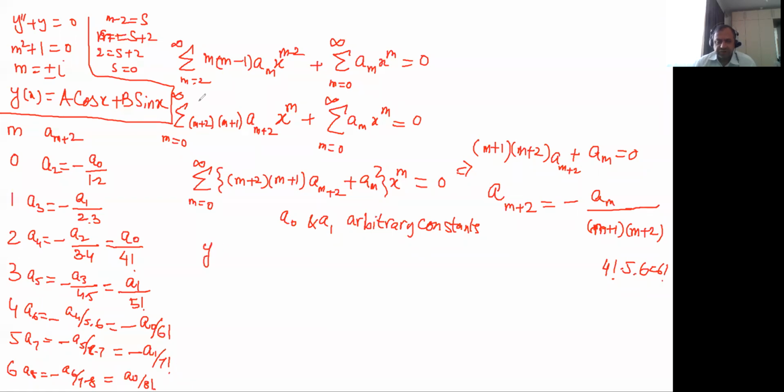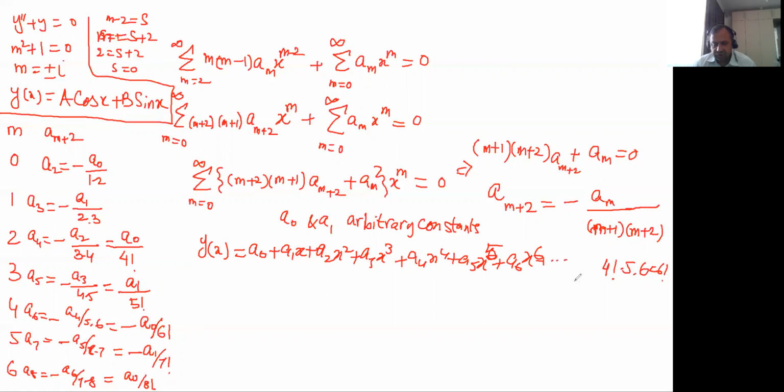So what is the general solution? The general solution in this case is a naught plus a1 x plus a2 x square plus a3 x cube plus a4 x power 4 plus a5 x power 5 and plus a6 x power 6, and then so on. Okay, so this is the solution.